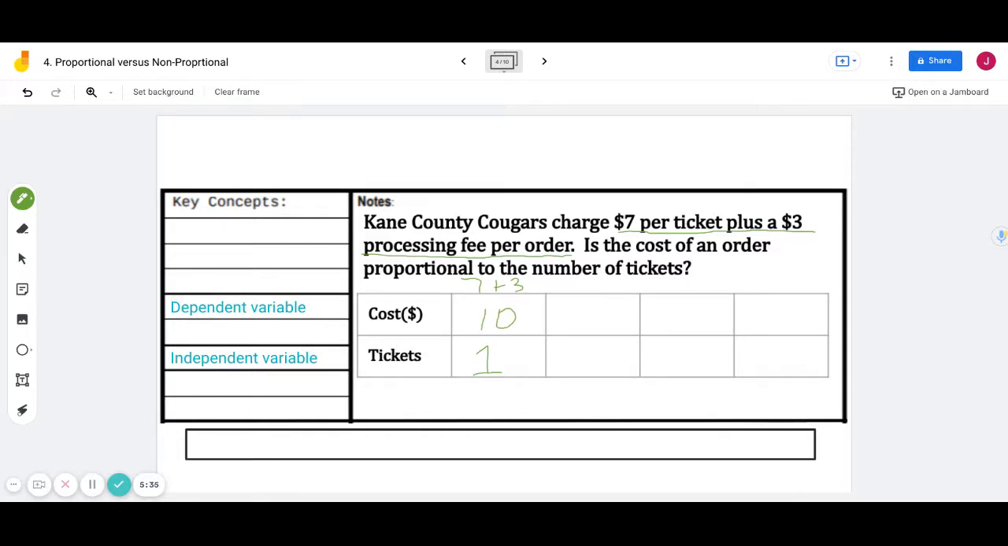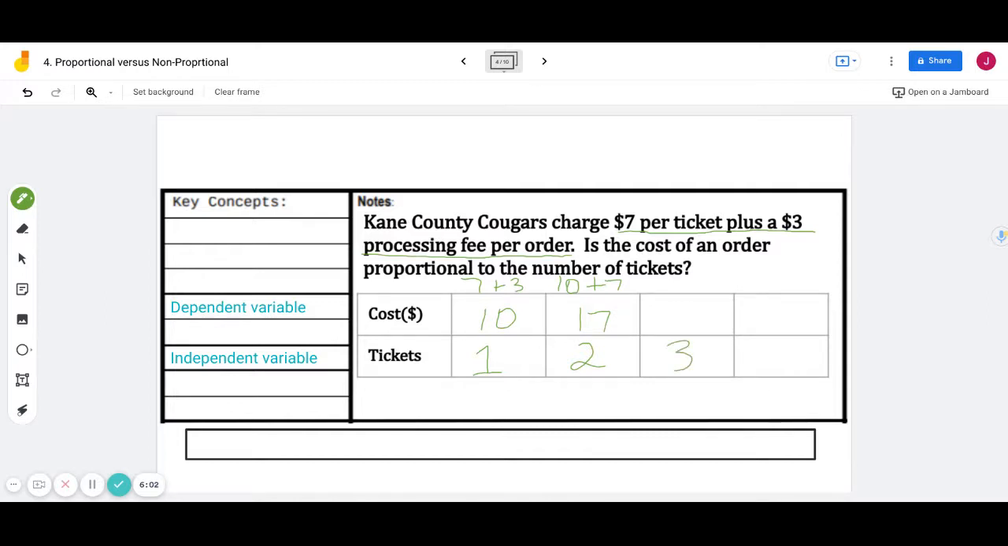Now, what about if I order two tickets? If I order two tickets, we know that for one ticket, it's $7 plus the 3 for the processing. So that's like 10. Another ticket would just be another $7. So we're just taking ticket 1 and then adding one more ticket. So that would be 17. We don't have to do the processing fee again. That only happens once when you order.